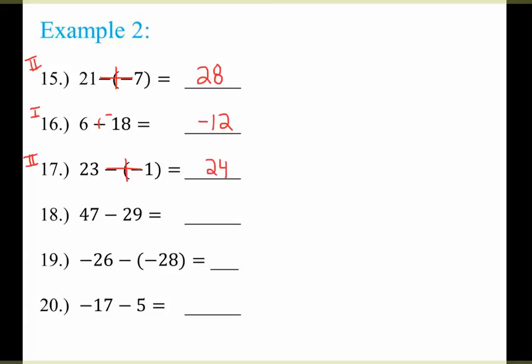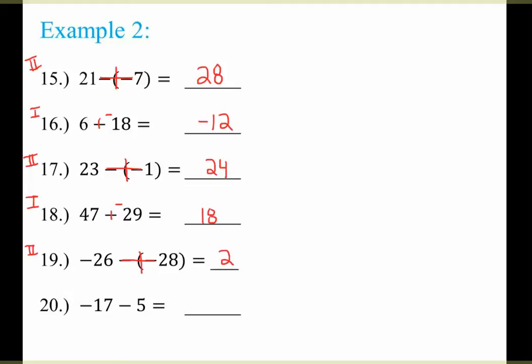Number 18, type 1, just a minus sign. 47 minus 29, it's also second grade. You can change it into plus -29. That's a war problem. Positives win, and they win by 18. Number 19, -26 minus -28. That is type 2. Minus the negative changes into a plus. This is a war problem. -26 plus 28. Positives win. They win by 2.